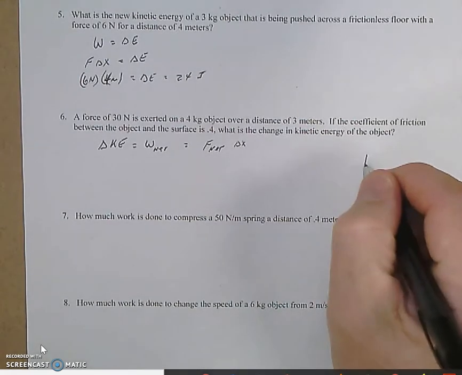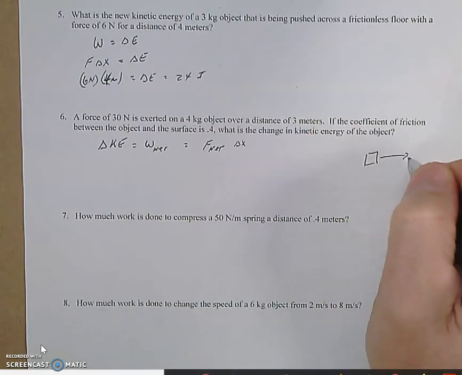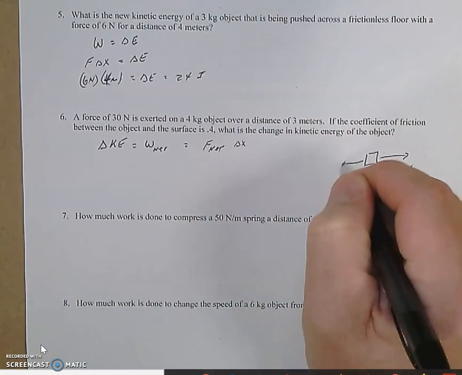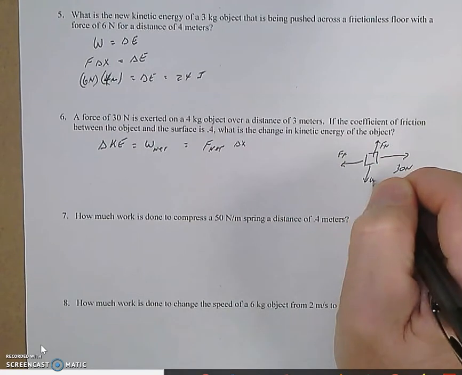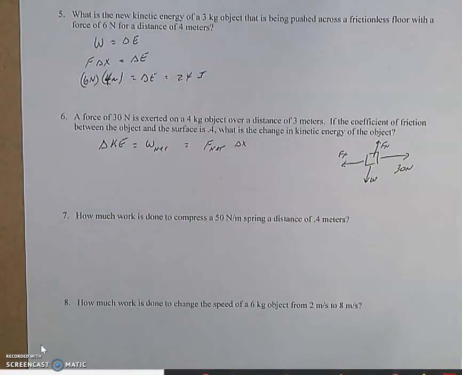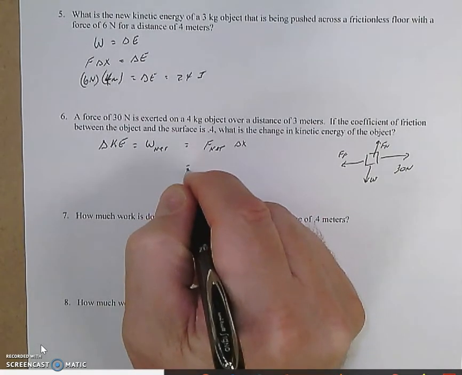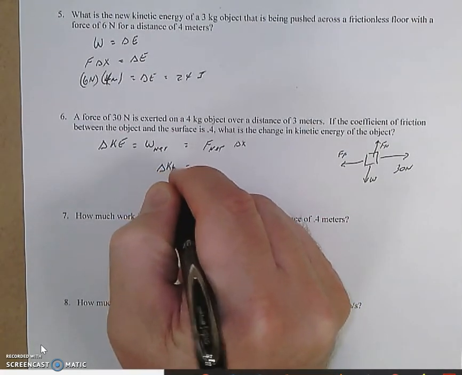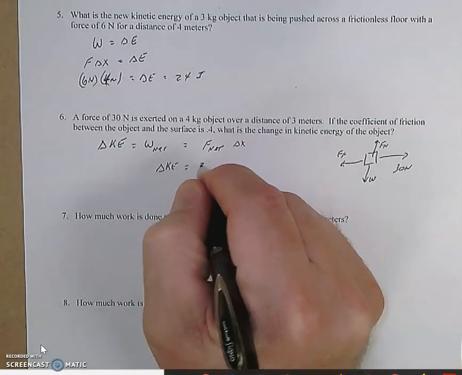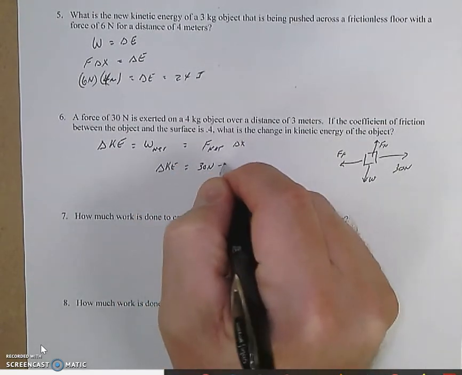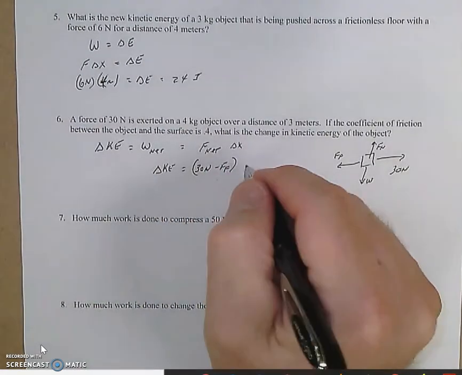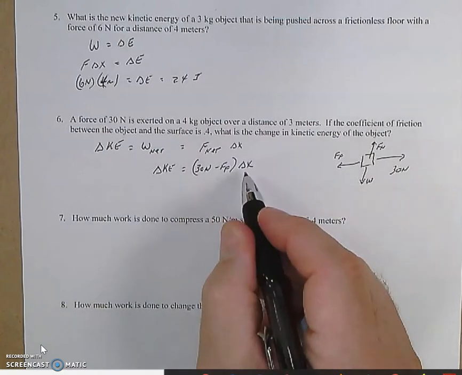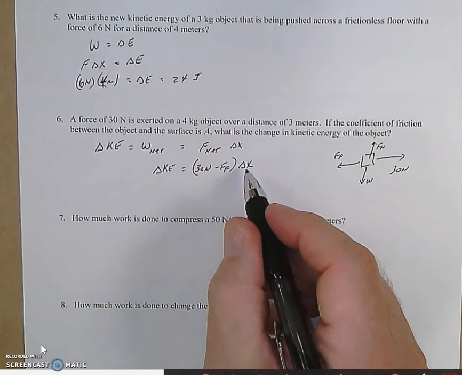Now, this is essentially doing question number 4 all in one step. So what's our force diagram here? We've got this 30 Newton force, friction's going in the other way. I've got my normal and my weight going this way. Well, what's the value of my net force? That net force, which will equal the change in kinetic energy, is this 30 newtons minus the force of friction times my delta x. Well, I know delta x is 3 meters.